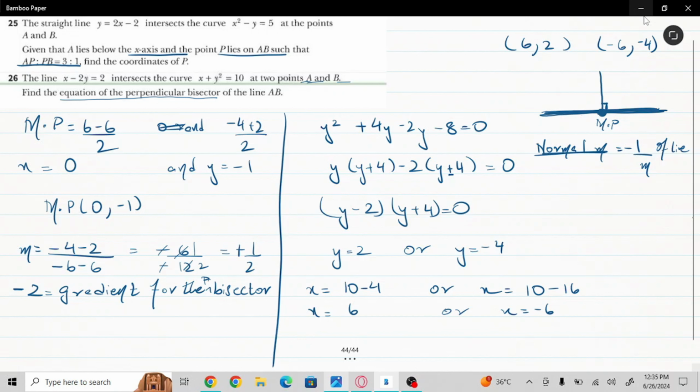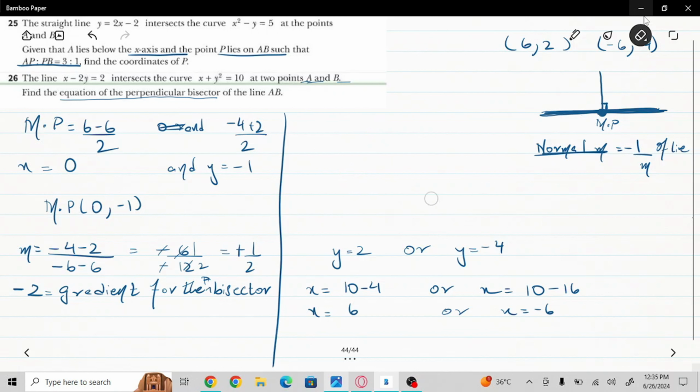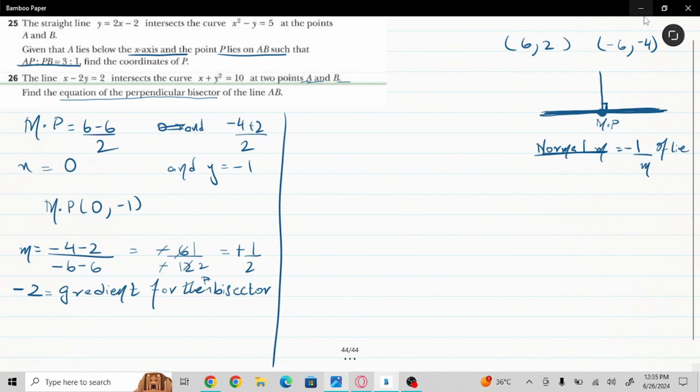Now, let me erase some more. It's more conceptual, by the way. We have the gradient, and we know that a perpendicular bisector is a straight line, making a 90-degree angle. It can be at some tilted angle, but it always comes in a straight line. So we can say it follows the equation y equals mx plus c. This is the base equation for the perpendicular bisector.